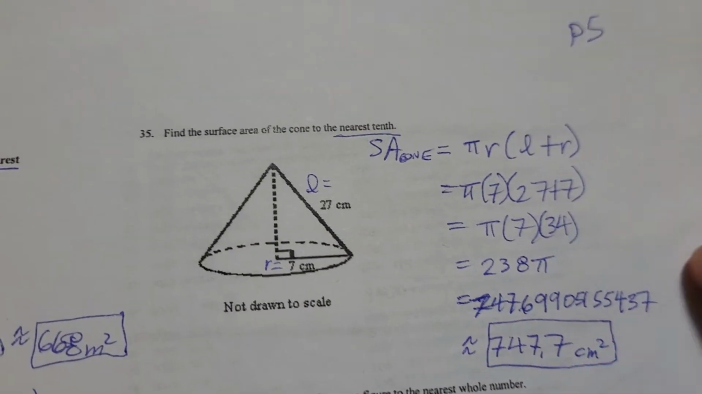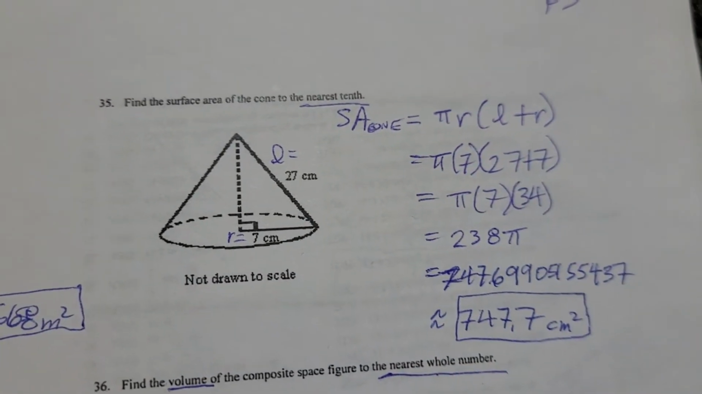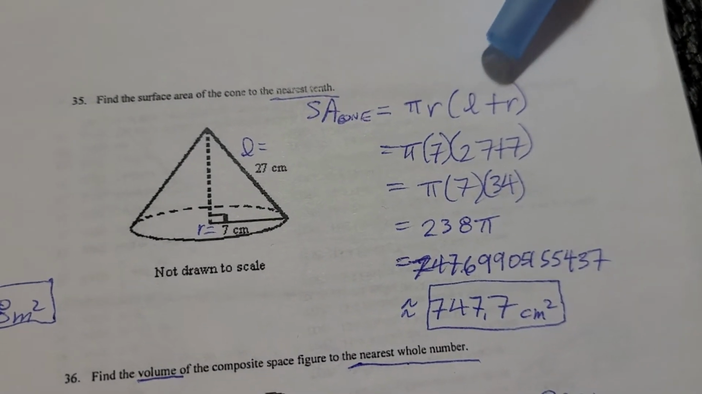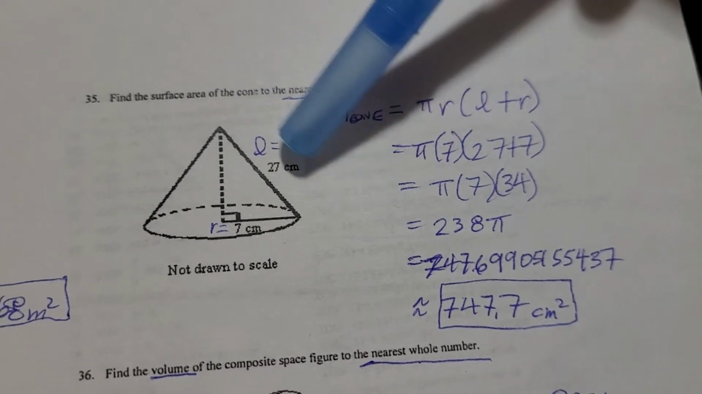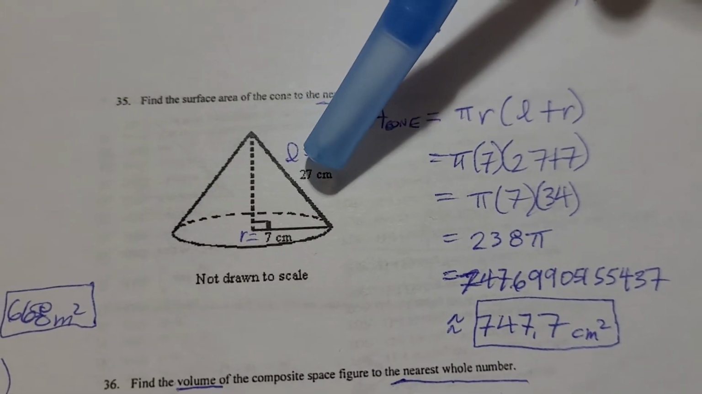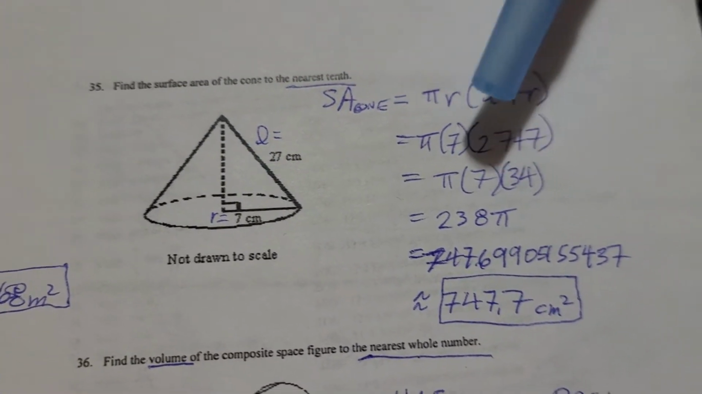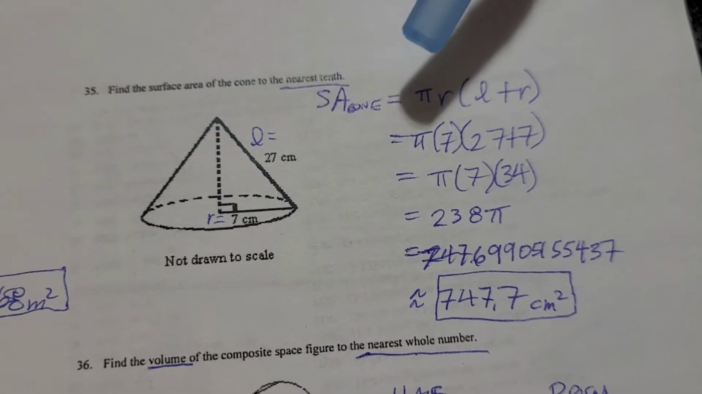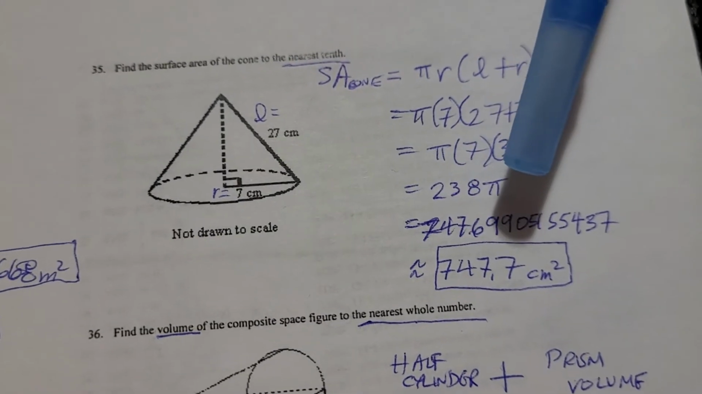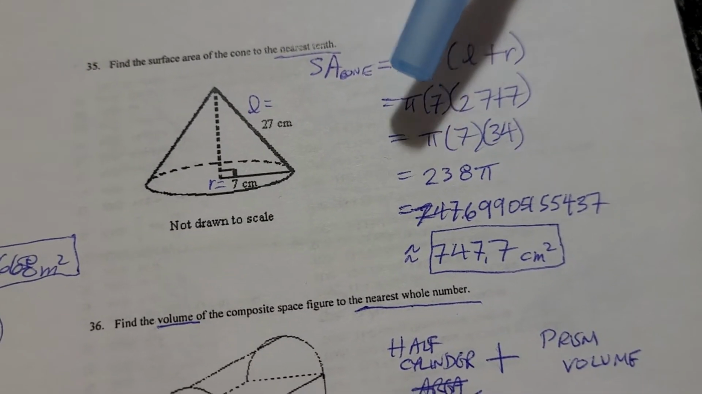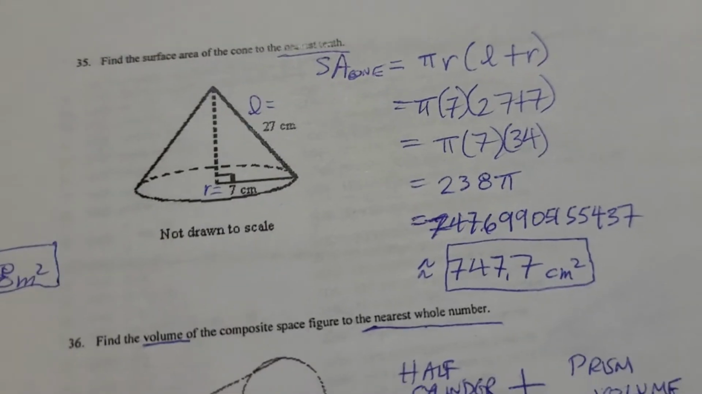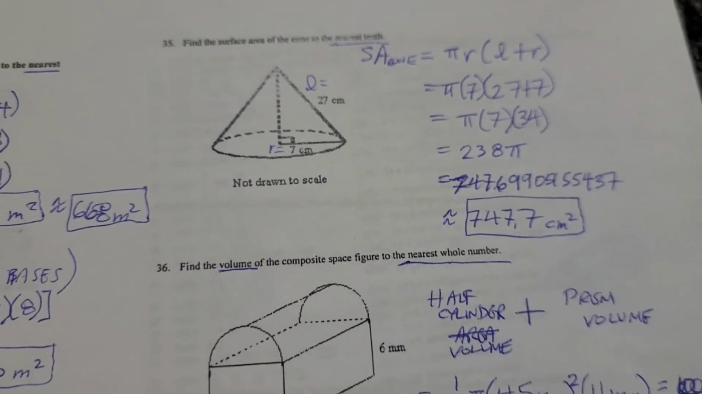Number 35. We need the surface area of this cone, so I'm going to have to use this formula: pi times radius times the quantity of your lateral height plus the radius. So I'm just saying pi times 7 times 27 plus 7, which is 34, times 7 is just going to be 238 pi. But they wanted this to the nearest 10, so this is just going to end up being 747.7, and this will be in square centimeters.